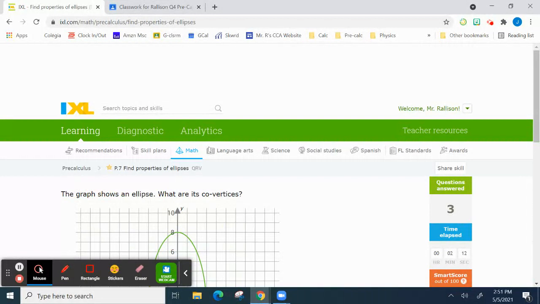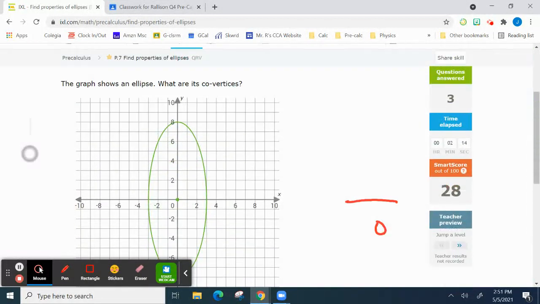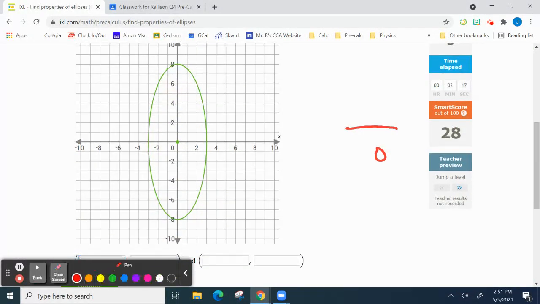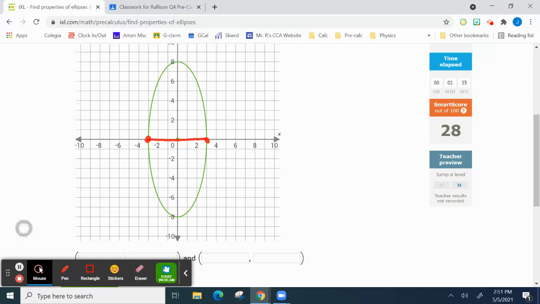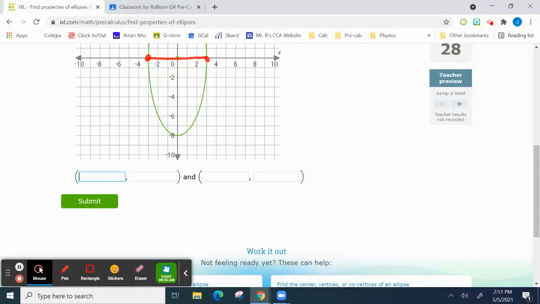Okay. The co-vertices, let's erase that. The co-vertices are the extreme points along the minor axis, right? So there's that, and so those are going to be the co-vertices. So it's going to be negative 3, 0, and 3, 0.